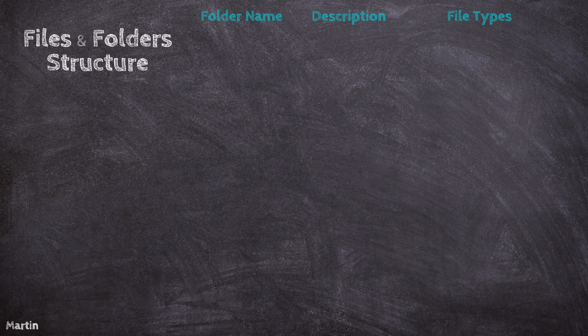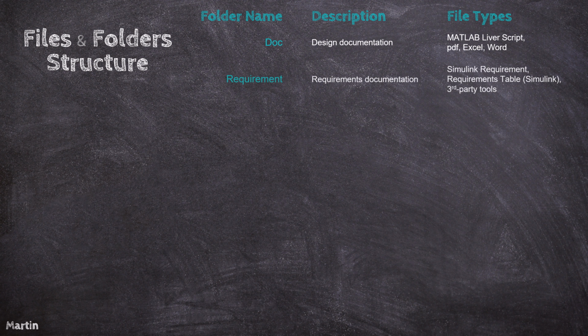A well-organized folder structure is key to managing Simulink projects efficiently. Here's a recommended layout. The Doc folder stores design documentation, providing clear reference materials and specifications. The Requirement folder contains model specifications and requirements to guide development. The Model folder holds model templates, libraries, and reusable components.